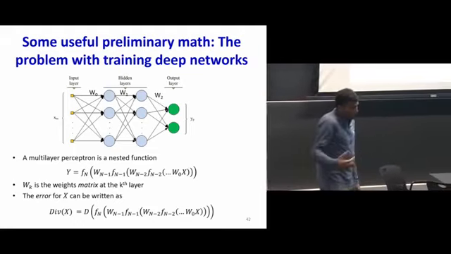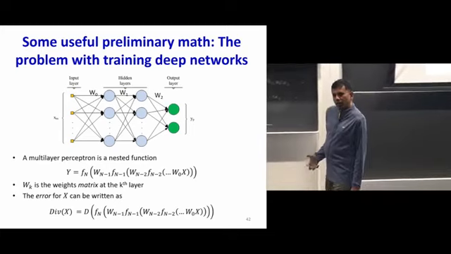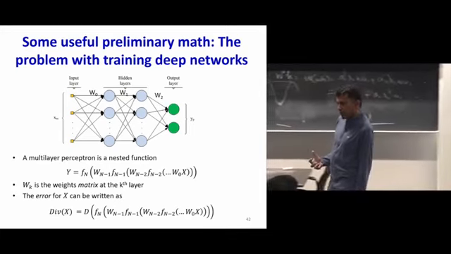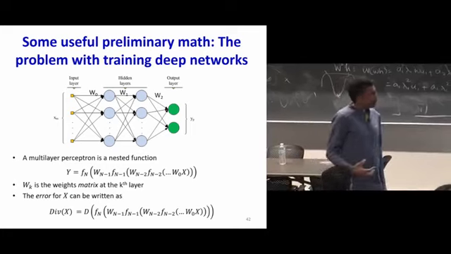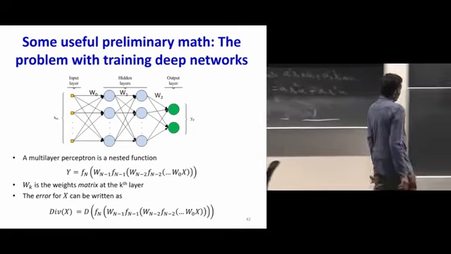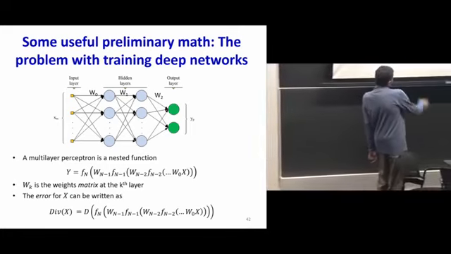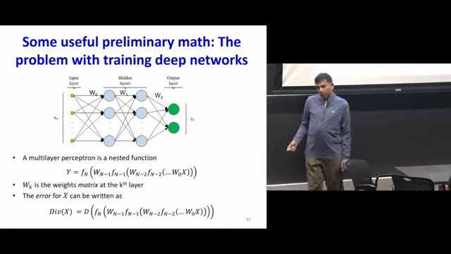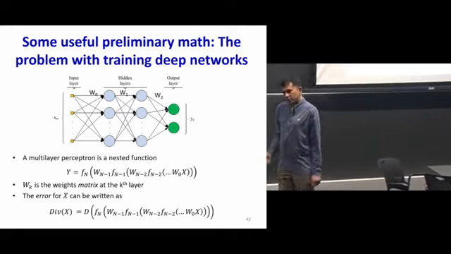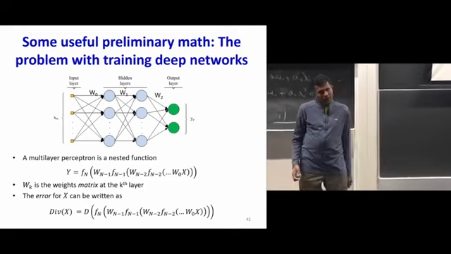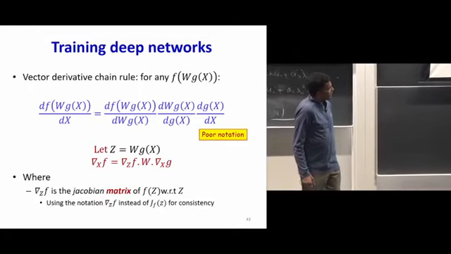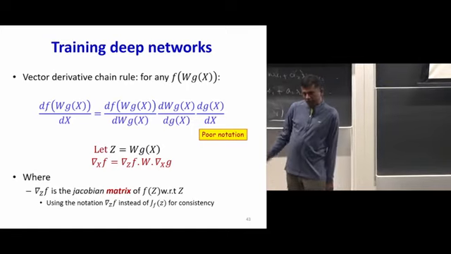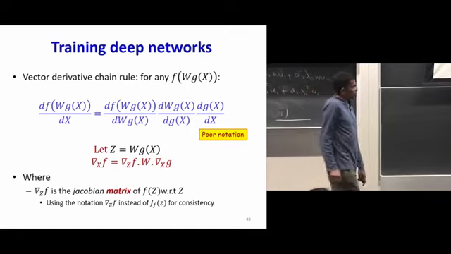So if I think of the error that the network makes, the error that the network makes is also a nested function, which is, if the divergence is some function of the output of the network, and since the output of the network is a nested function in itself, the divergence too is a nested function. Right? Now, when I write the derivative, this is going back to the simple vector derivation rule.